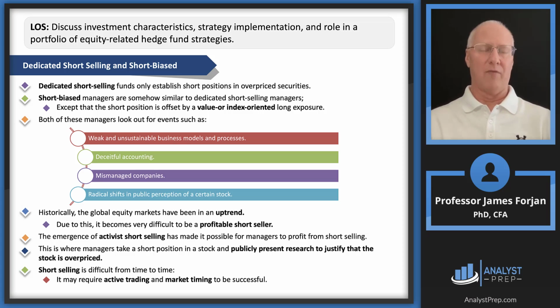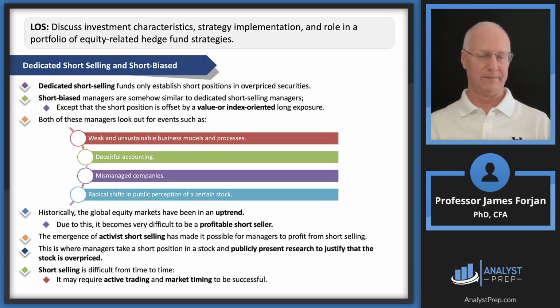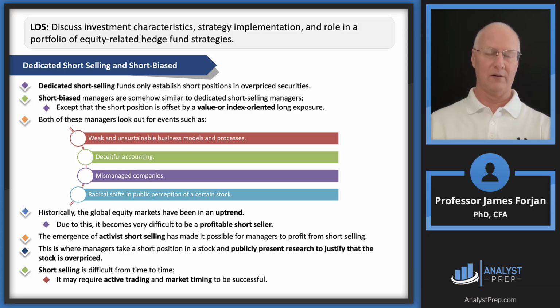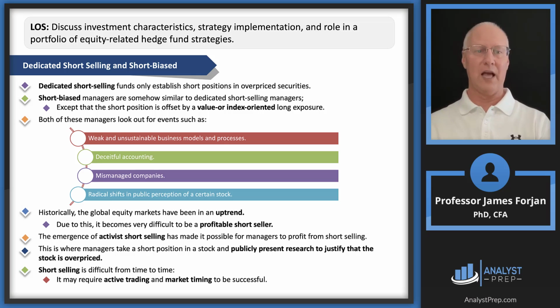Yeah, so what are we looking out for? How do we find these overvalued stocks? Weak and unsustainable business models. Am I allowed to say this right now? Look at SVB in the early spring of 2023. Deceitful accounting, mismanaged companies, radical shifts in public perception.